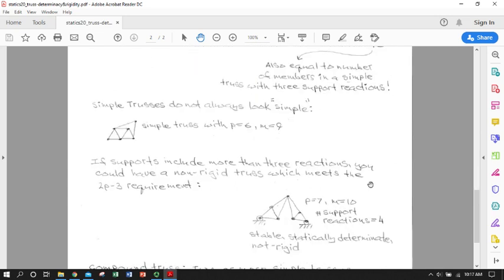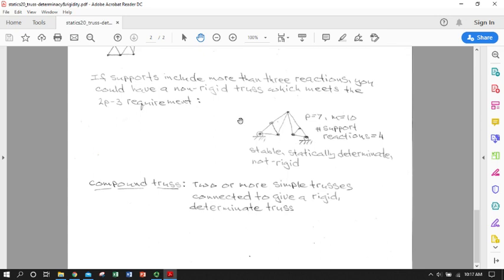And just as a note, simple trusses don't always look simple. This is a simple truss. You've got something that looks very familiar with the equilateral triangles. Somebody stuck a point out here and joined it with 2 members. Looks weird. It's still a simple truss. P equals 6, M equals 9. So 2p minus 3 is 12 minus 3 is 9. Meets that 2p minus 3 criteria.